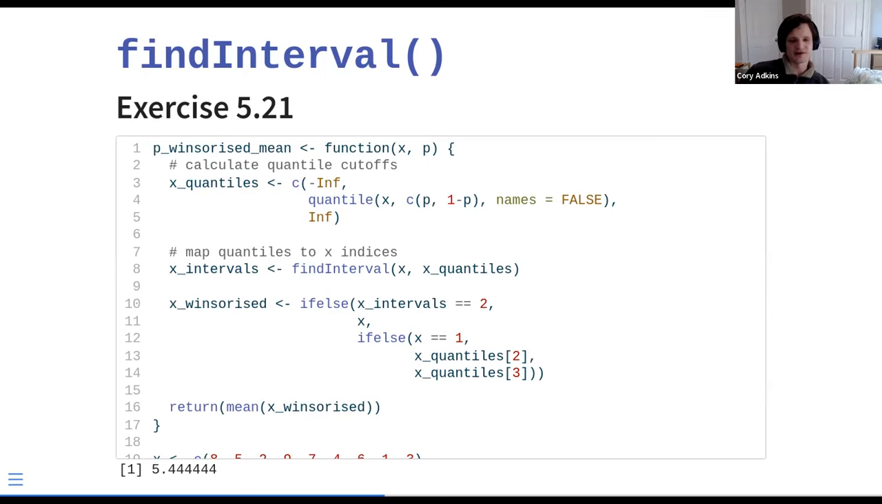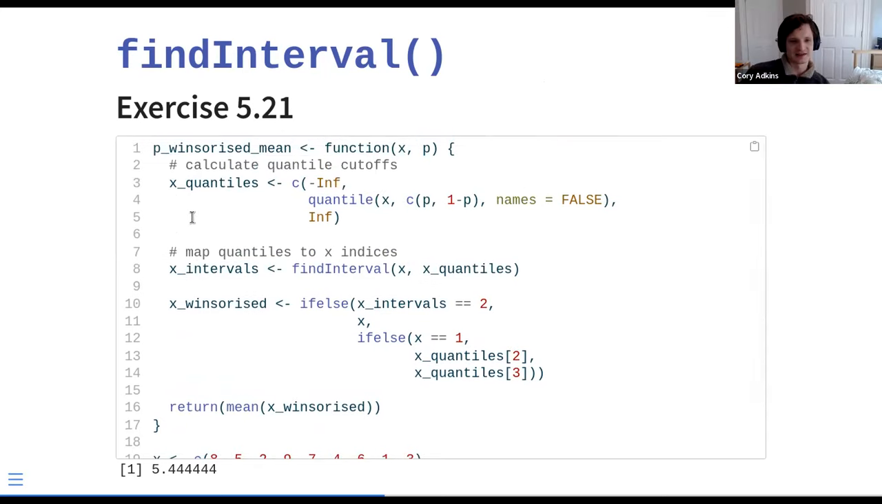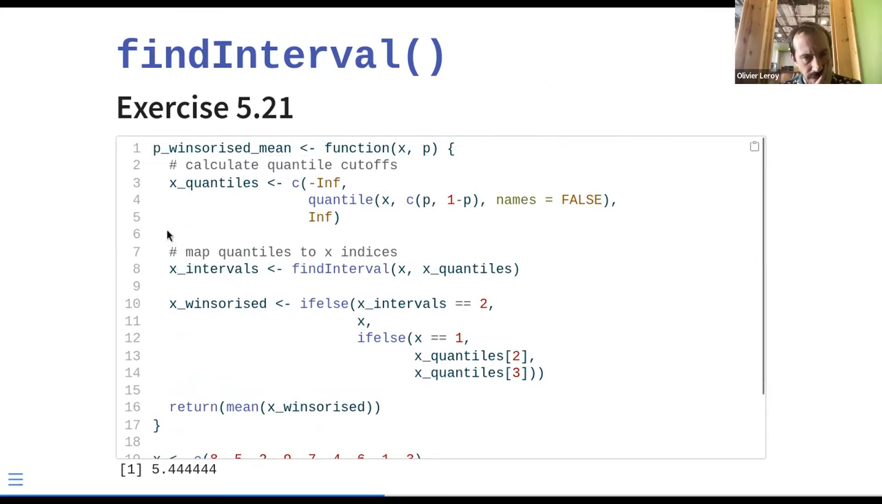Yeah. But here we use it to calculate this Windsorized mean, which is a mean where the more extreme values are compressed, or replaced, with values from the first and third quartiles of the distribution. I don't think there's anything too crazy going on here, but you can see we create our quantiles, and then there's names equal FALSE on line 4. I'm not sure it's a big deal, and the rest is straightforward. I don't know why I did that, to be honest.